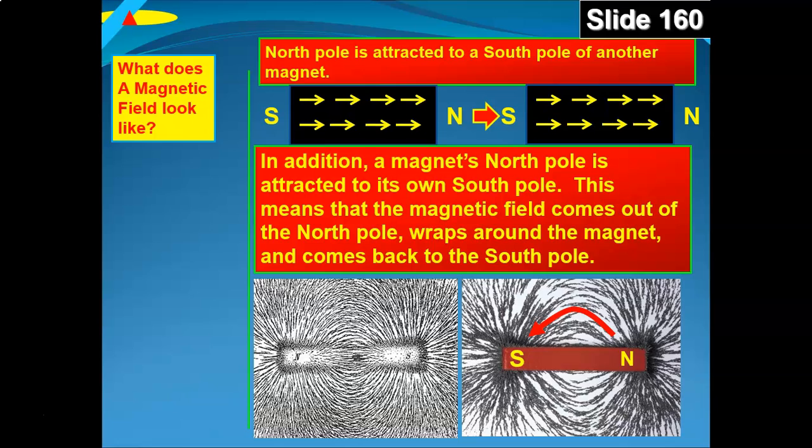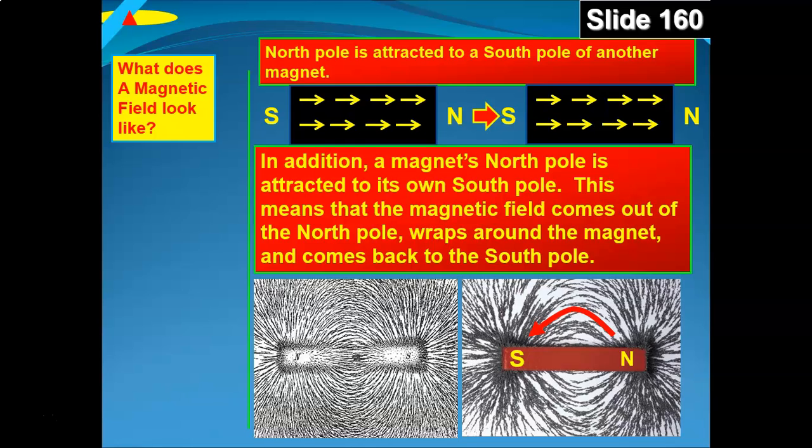So what does a magnetic field look like? Well, the North Pole is attracted to the South Pole of another magnet. We'll play with some magnets today. They stick together. And if you turn them around, if you orient north to north, they'll repel each other. They'll push apart. Similarly, south to south will repel each other. In addition, a magnet's North Pole is attracted to its own South Pole.